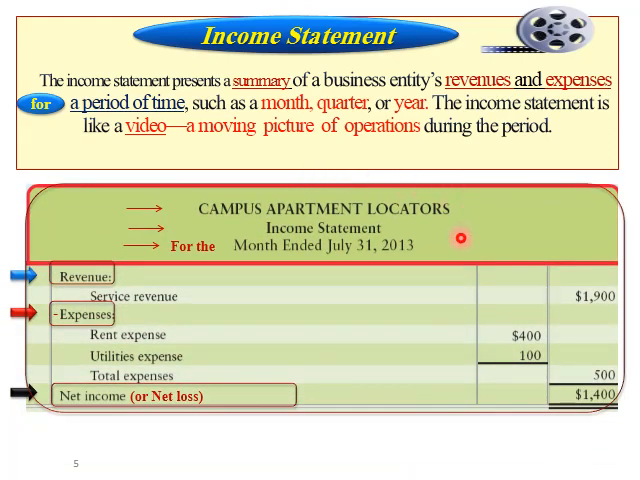The income statement, as an example, like this company, Campus Apartment Locators, is the name of the company. The statement is the income statement, and the period is for the month, it is for 1 month only, ended July 31st 2013. So here we have revenue and expenses for the month of July 2013. Revenue, service revenue 1900, and you have 2 types of expenses: rent expense and utilities expense, with a total of 500. So this company during the month of July has revenue 1900 and expenses 500, so this company has a net income of 1400.